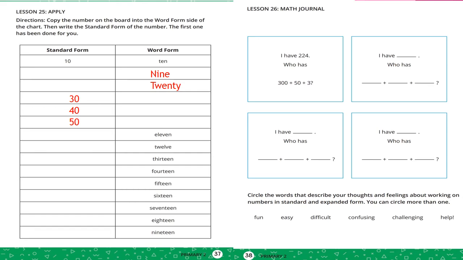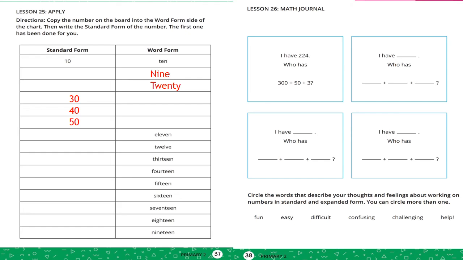Now, pages 37 and 38. Lesson 25. Copy the number on the board into the word form side of the chart. Then write the standard form of the number. The first one has been done for you. We have a table, standard form on the left, word form on the right. You should write this number in your book. You can solve this exercise.